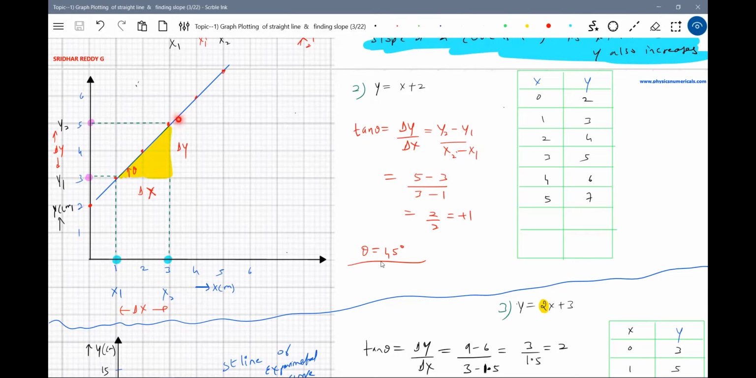Then I look at the experimental dots. For the curve, x equal to 0, y will be 2. x equal to 1, y will be 3. x equal to 2, y will be 4. x equal to 3, y will be 5. x equal to 4, y will be 6. x equal to 5, y will be 7. Then join all those experimental points with a straight line. So this is the equation; this is a straight line, this is a curve.